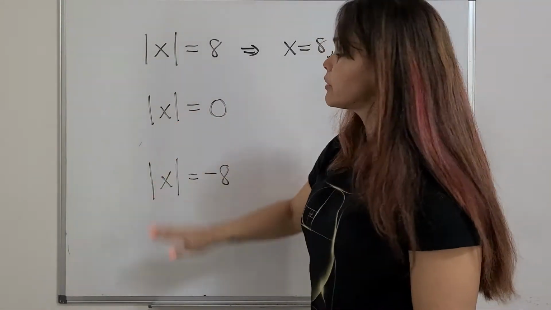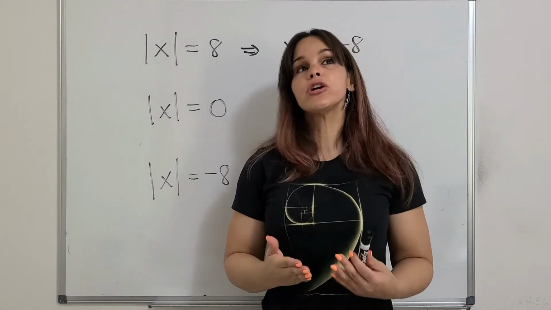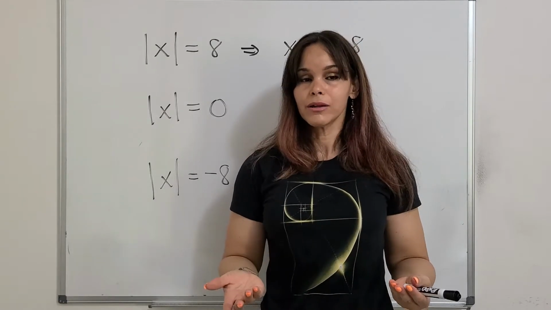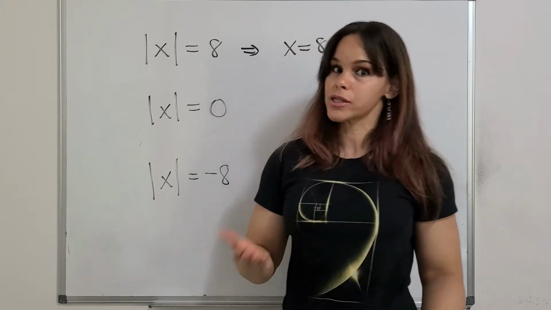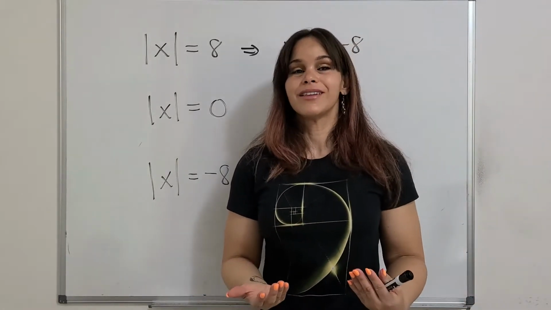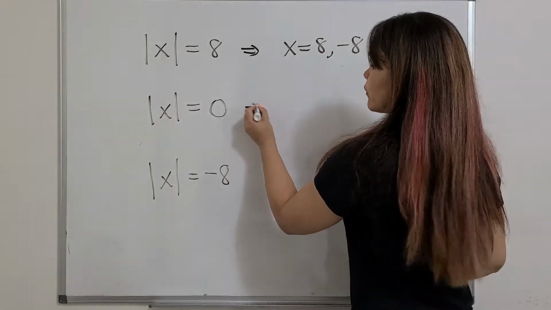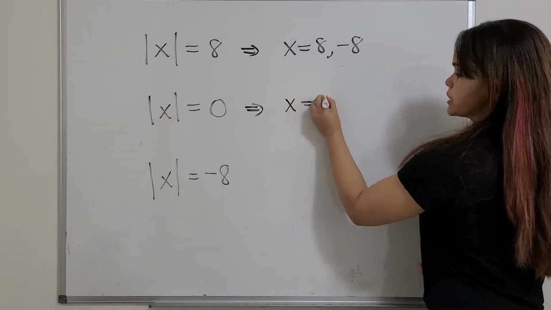Now let's go to this other case. Here we're analyzing the absolute value of x equal to 0. So which number is 0 distance from 0 on the real number line? There's only going to be one value. In this case, that value is going to be 0. 0 is the only number that is a distance 0 from 0. So the value inside the absolute value is going to be 0.